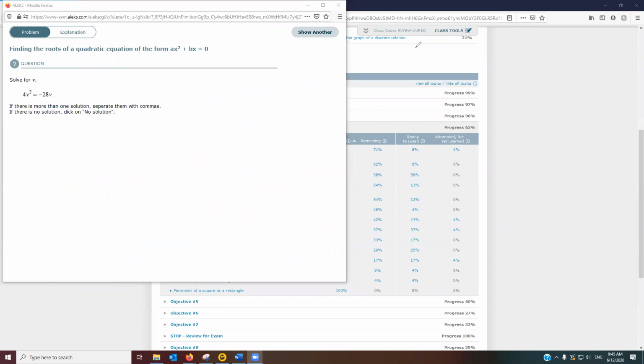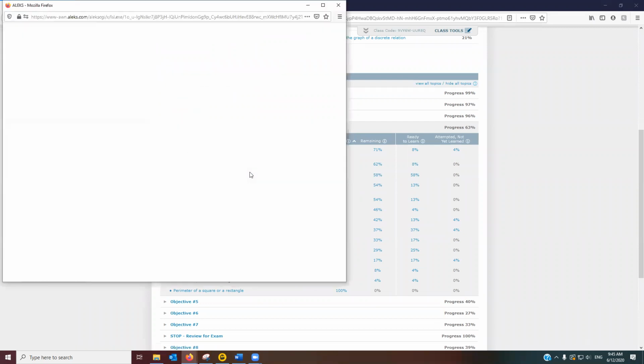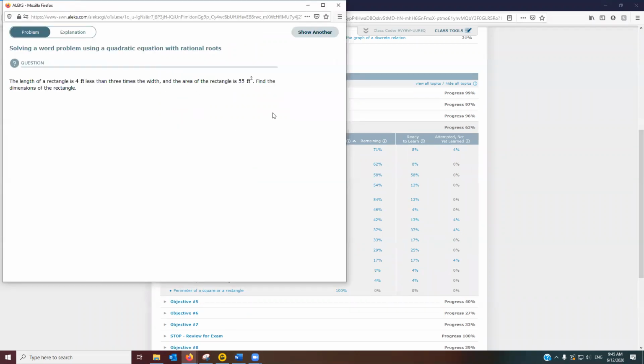All right, let's go ahead and look at a couple more problems. How about if we do one here, a word problem? All right, let's take a look at this one. It says the length of a rectangle is 4 feet less than 3 times the width, and the area of the rectangle is 55 square feet. Find the dimensions of the rectangle. Well, when they say find the dimensions, they're really asking me to find the length and the width. All right, well, let me start out by letting, let's say, W equal the width.